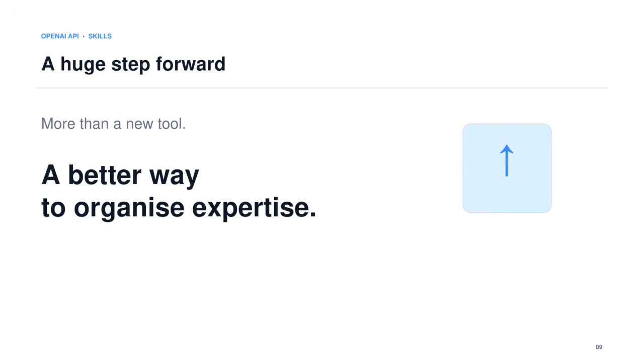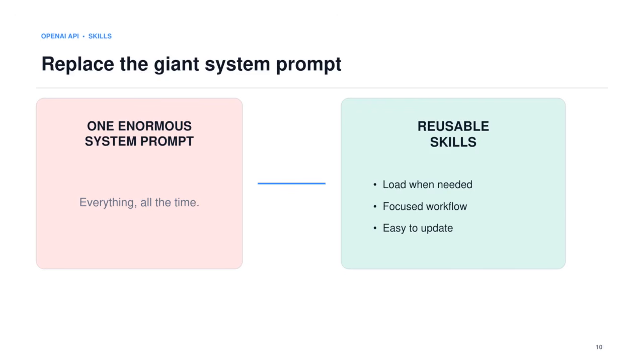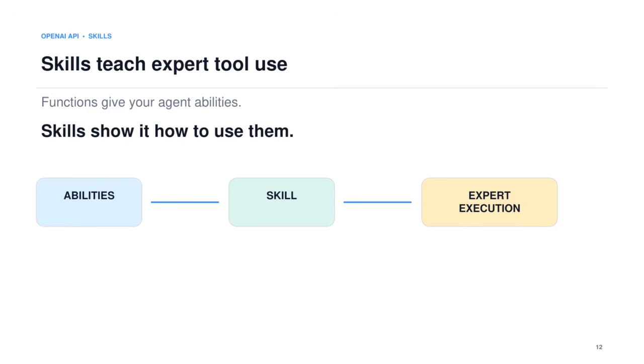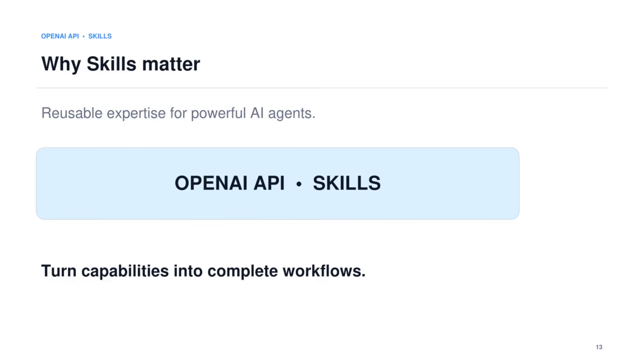This is a huge step forward. Your AI agents no longer have to rely on one enormous system prompt. Instead, you can package your knowledge into reusable workflows that the AI loads only when it needs them. The result is AI agents that are more organized, much easier to maintain, and capable of tackling far more complex tasks. If custom functions gave your AI new abilities, Skills teach it how to use those abilities like an expert. And that is what makes Skills such a powerful addition to the OpenAI API.